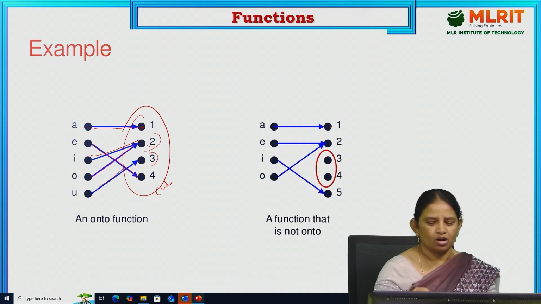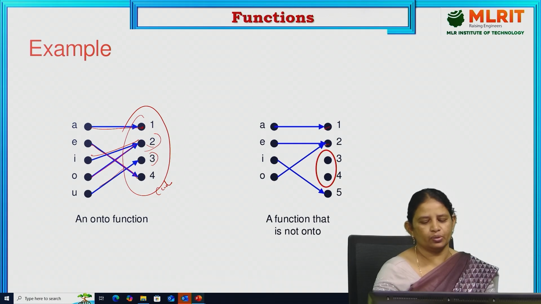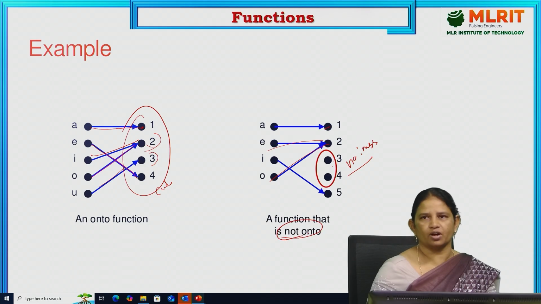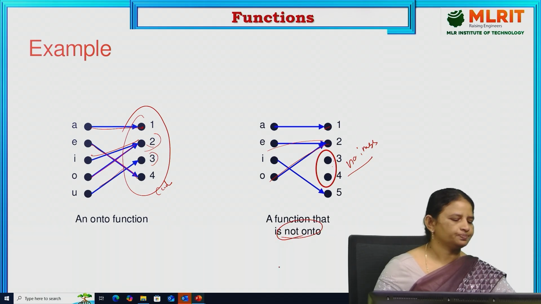Coming to this one, 1 is mapped with A, 2 is mapped with O and E, and then 3 and 4 are empty. There is no pre-image for these two elements. If there is no pre-image, it is not an onto function.